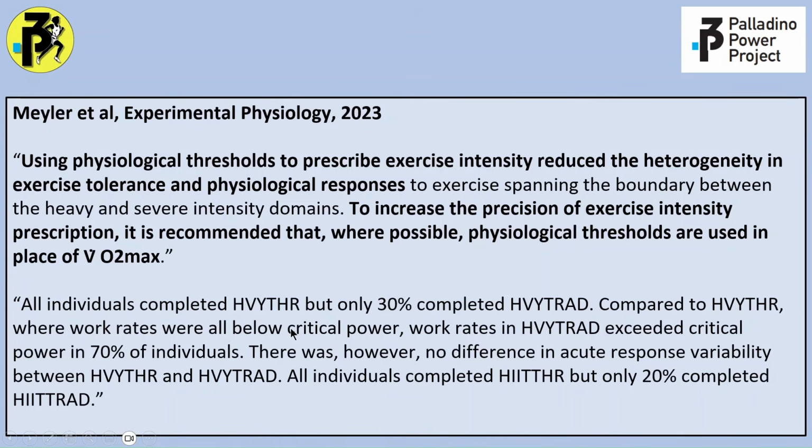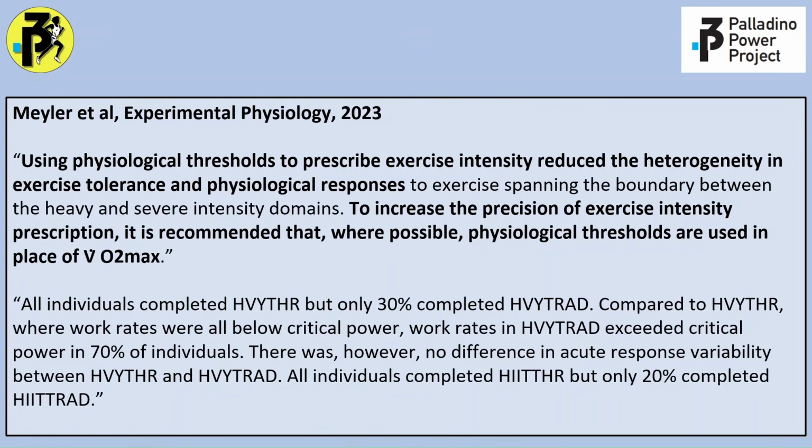And furthermore, those exercise prescriptions ended up being below critical power, whereas even though the intent was to get it right using a percent of VO2 max, the work rate exceeded critical power in 70% of the individuals. That's trying to target that high end of the heavy domain.